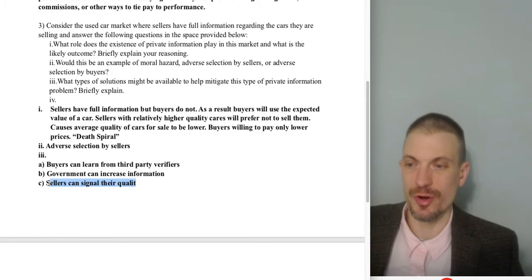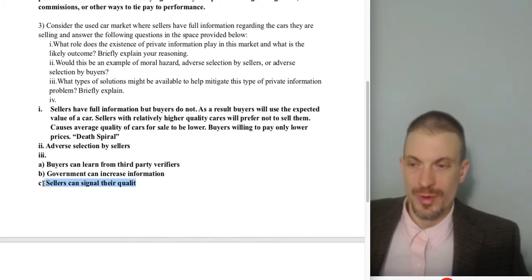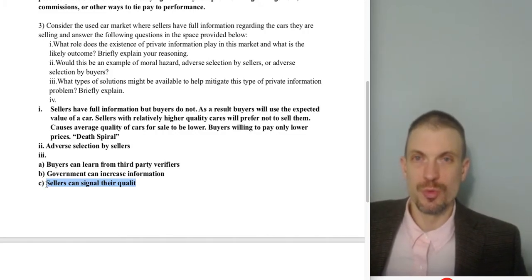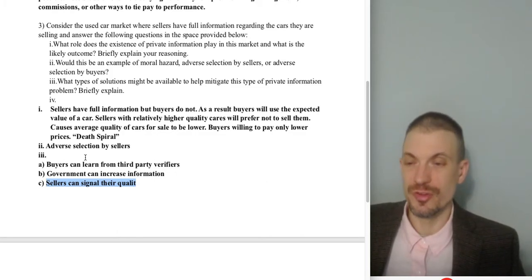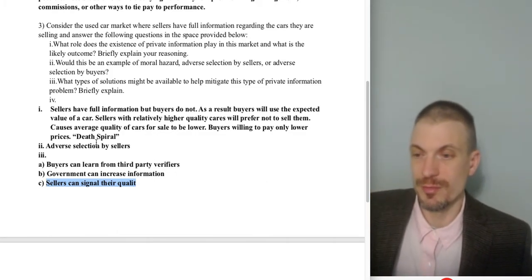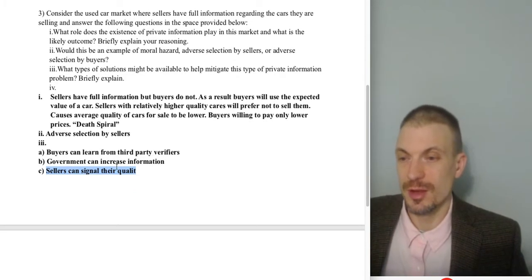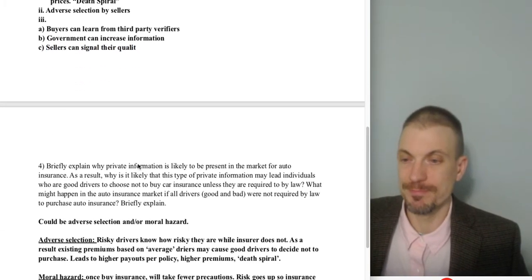Sellers can signal their quality. Well, that can be done through guarantees or warranties. In the case of the labor market, people signal their quality by virtue of their resume. And so, for instance, if you graduate from an elite school, then presumably you're signaling high quality.